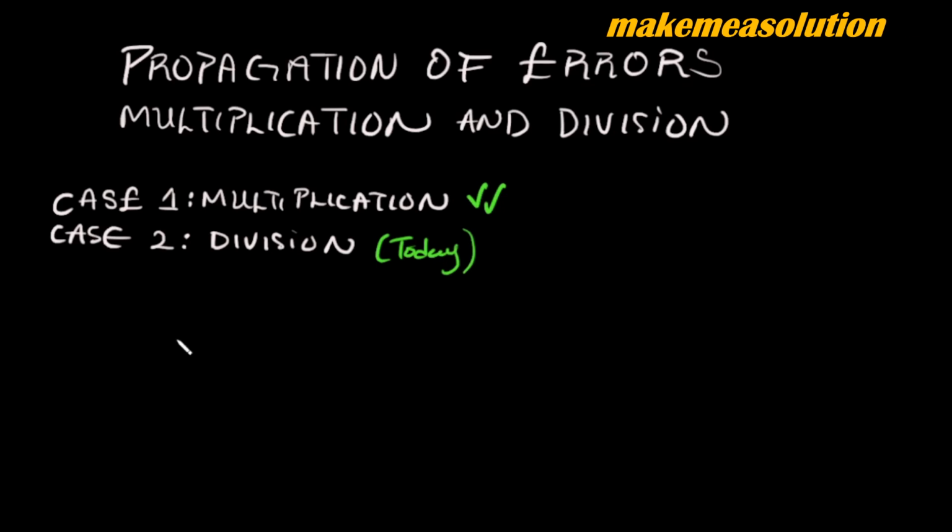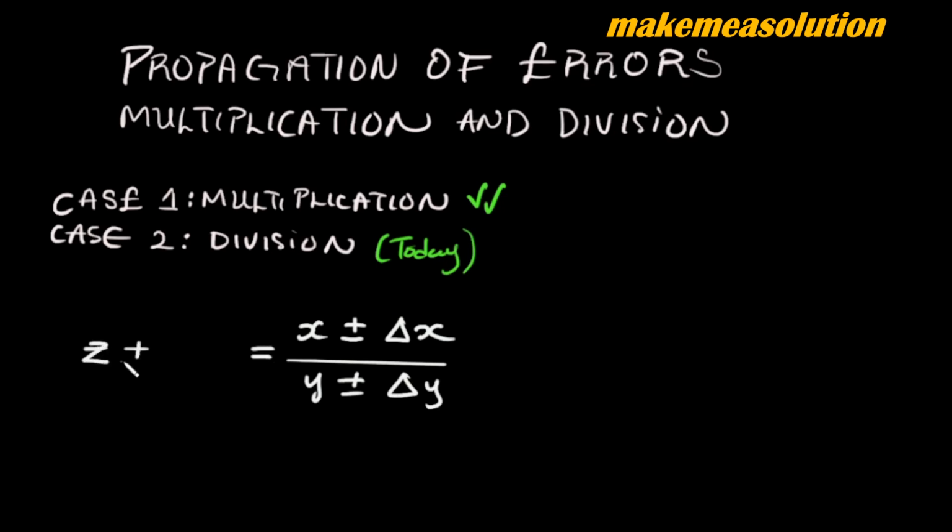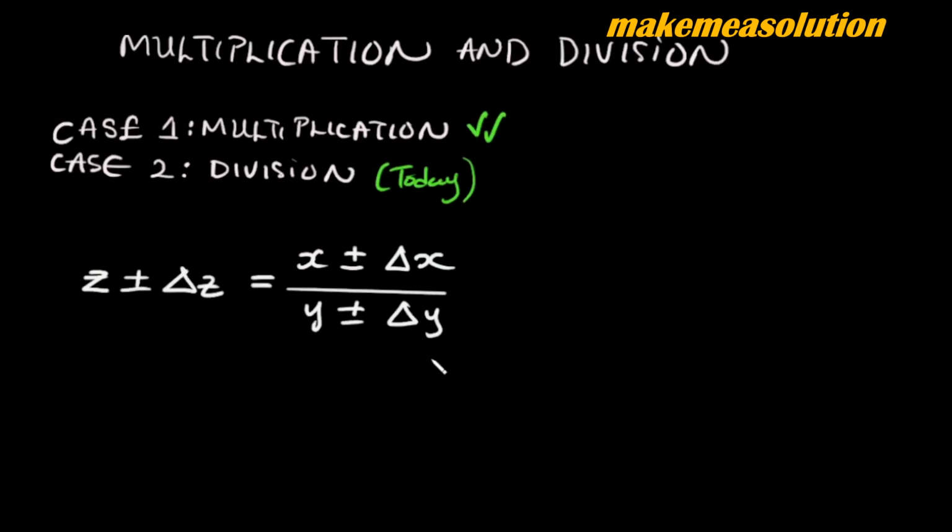errors propagate with division. So let's say you have two quantities, a measured value and its approximate error represented like this: x plus minus delta x divided by y plus minus delta y. Okay, then you want to find the outcome of this division. Let's assume that the answer is z plus or minus delta z. Now z is the actual value, let me say z is the quotient, then delta z is actually the approximate error that results from this division.